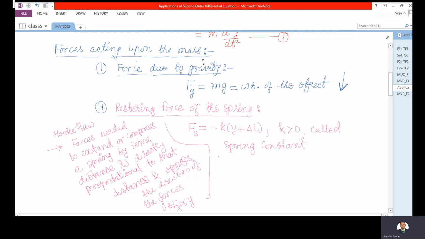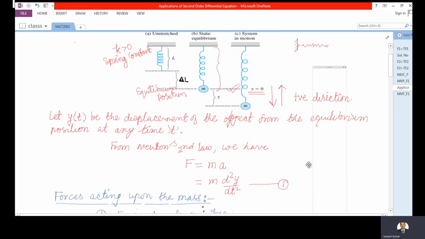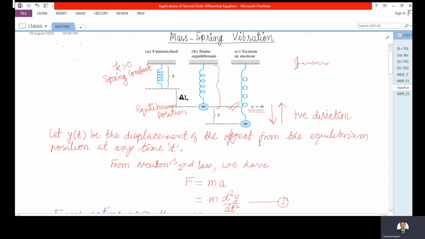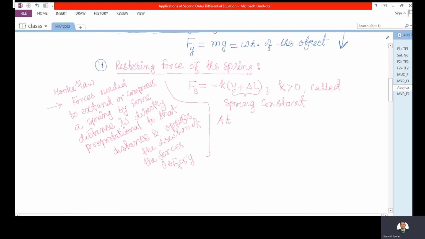But at the equilibrium, why am I taking this distance? See from the figure, it is clear that when we extend this mass by a distance y, due to this mass it is already stretched to length delta L, and now due to the force it is extended by y. So the total extended length is y plus delta L. That's why I take this length as y plus delta L, and k is the proportionality constant, which is positive. We call it the spring constant.